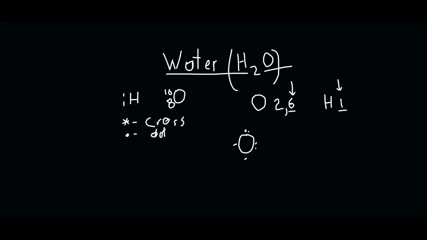I want to make it as clear as possible, so let's just put 1 at the bottom. So it's 2, 4, 6. So we have 6 on the outer shell of oxygen, and 1 on hydrogen.